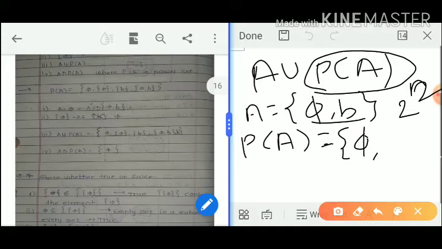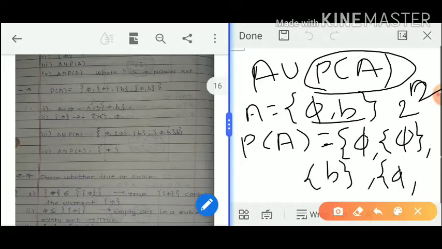Phi is a subset of every set. Okay, next, first element phi, so write down every element which is a subset of that set. Second element {B}, and third is the combined {phi, B}. Okay, braces complete. So this is the power set. Here you have already found the power set of A. Okay, now see here.